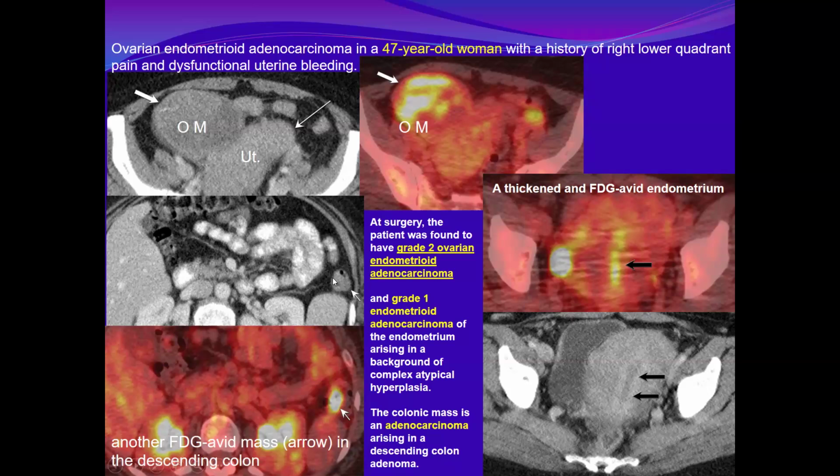And not only that, look at this ascending colon. Here there is a mass. Look at the avid FDG uptake. This is a 47-year-old woman. She had a history of right lower quadrant pain and dysfunctional uterine bleeding. She had grade 2 ovarian endometrioid adenocarcinoma, grade 1 endometrioid adenocarcinoma of the endometrium, and adenocarcinoma of the ascending colon.